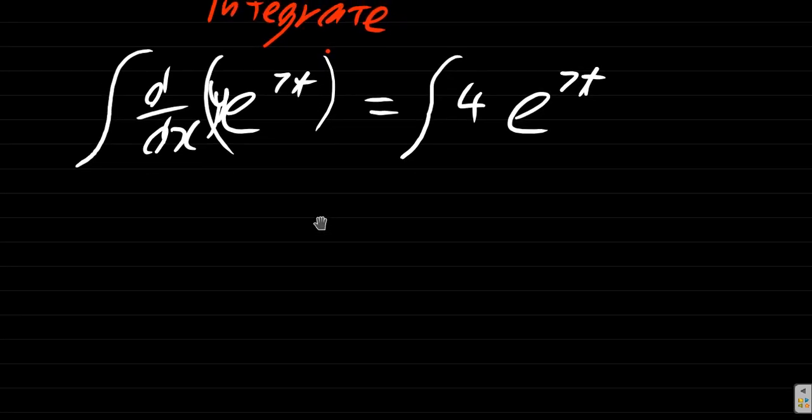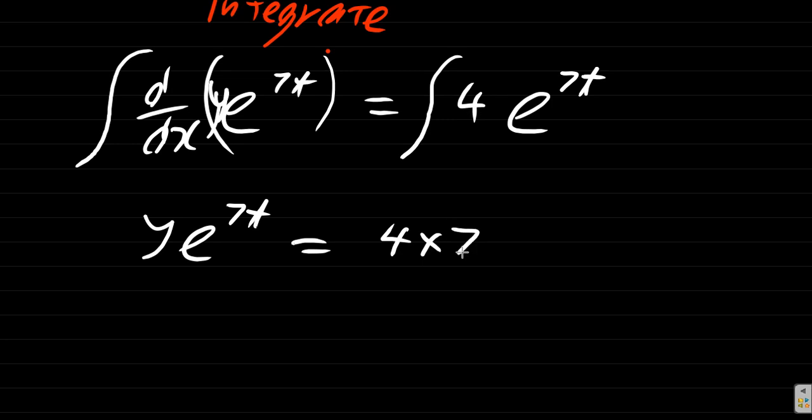Now here, when you find the integral of the derivative of a function, you get back that function undisturbed. It's like the integral and the derivative cancel each other out, leaving the function undisturbed. So you have y e to the 7t is equal to, now this is going to be 4 times 7e to the 7t, if you remember using your chain rule.